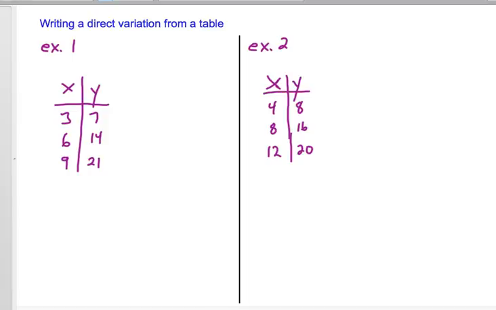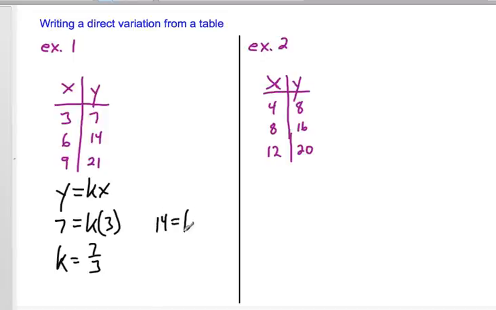So if we need to write a direct variation from a table of values without seeing an equation or reading a word problem, all we need to do is remember that the equation for direct variation is y equals kx. Then we need to plug in values. So when y was 7, when x was 3, we can figure out here that k equals 7 over 3. We also know that y was 14 when x was 6. And so from that second one, we can see that k equals 14 over 6, which reduces to 7/3.